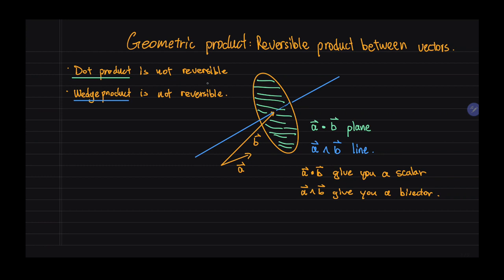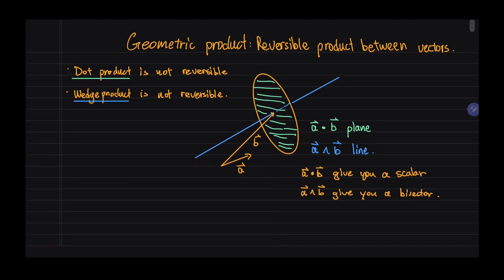We have also shown that the wedge product between two vectors is not reversible. If you forget, here is a recap. For example, if we have a vector A like here, and a vector B pointing like here, we first stitch these two vectors together, and at the end of vector B, we can draw a plane perpendicular to A.